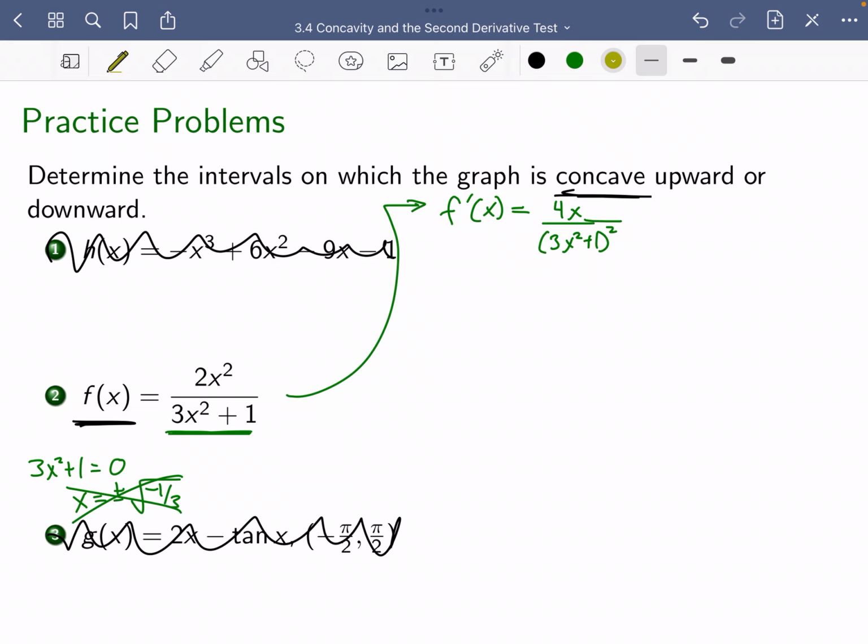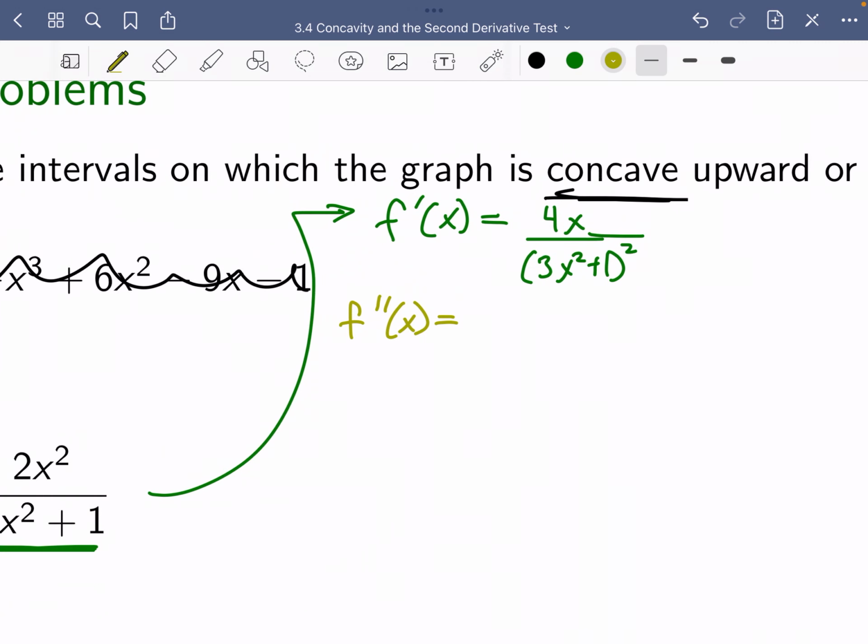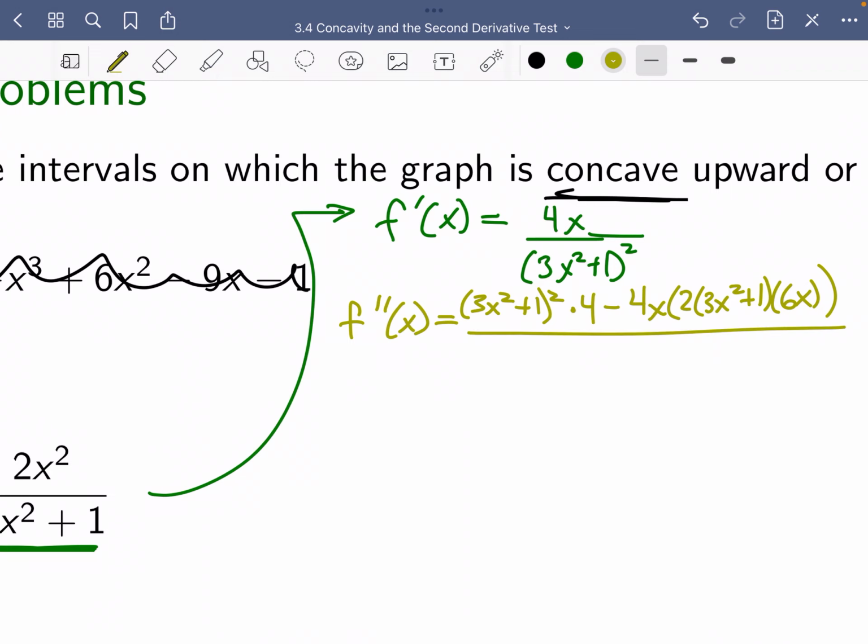From this first derivative, we are then going to take our second derivative. So here we will have quotient rule again, so low d high minus high d low. Don't forget your chain rule when you're taking the derivative of the bottom piece. Square the bottom. It's already squared, but we're squaring that square, and away we go.